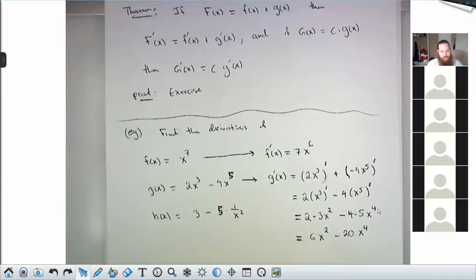Before I move on to that last guy, h of x, are there questions about f or g here? Questions about the symbols I'm using?